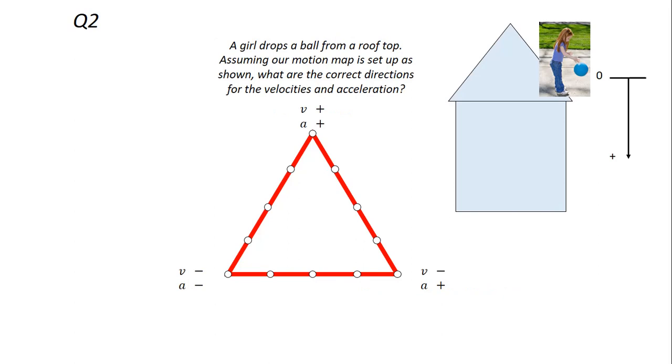A girl drops a ball from a rooftop. Assuming our motion map is set up as shown, what are the correct directions for velocities and acceleration? So pause to give yourself some time as I move on to question 3.